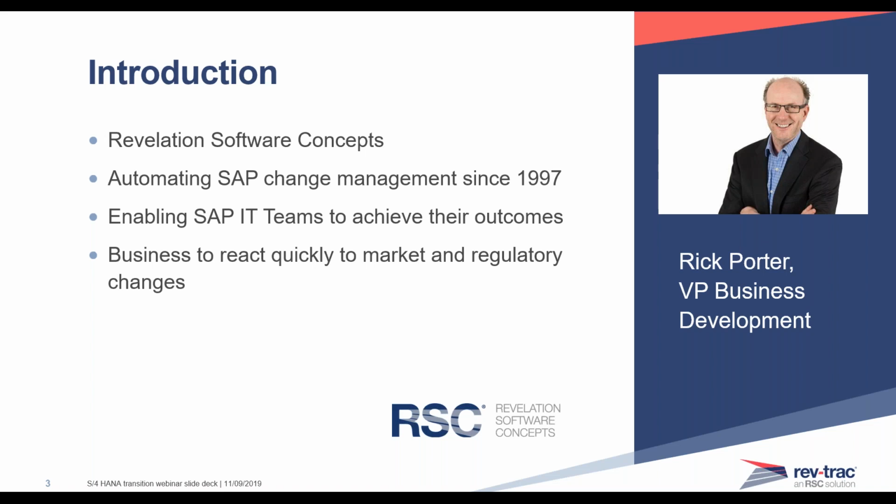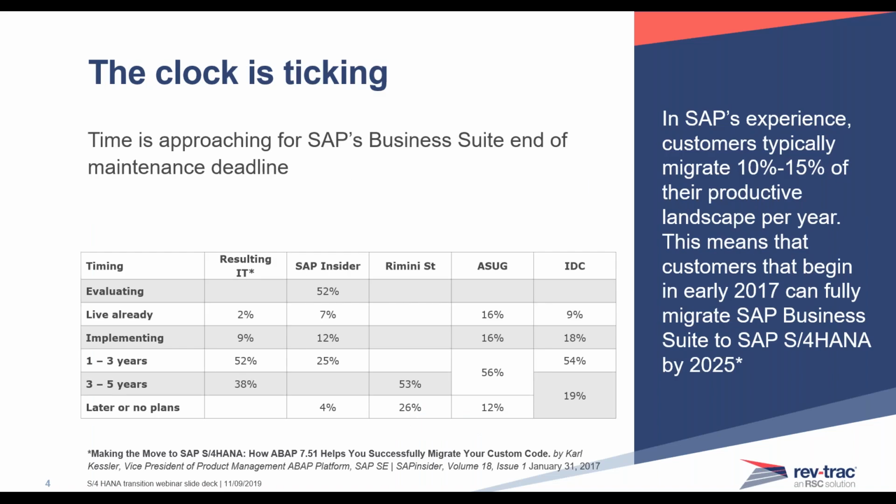We have a bit to cover, so I'll keep moving through. The clock is ticking, and I'm sure everyone's aware of this. It's pretty much the number one trending topic we see in quite a few areas. The time for SAP's current ECC business suite to be fully maintained by SAP is coming to an end. There is a deadline. Currently it's 2025, and given the number of customers that are clearly not going to make that deadline, there is some talk about SAP extending it, but so far there's been no evidence of that happening, so I wouldn't count on it really as a rule.